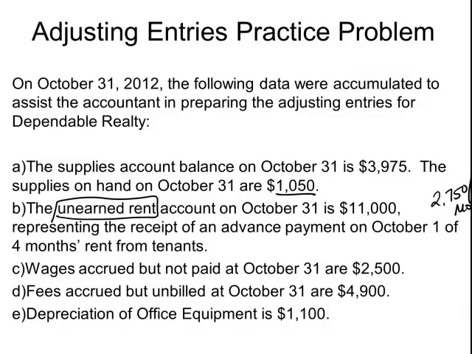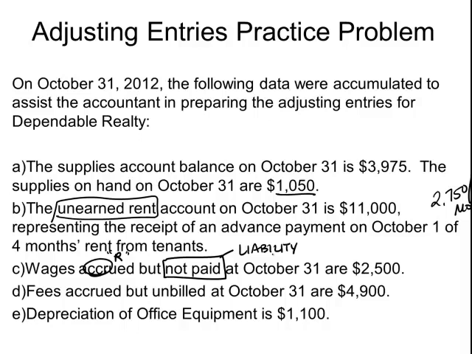All right, letter C, wages accrued but not paid at October 31st are $2,500. Okay, accrued. Remember I had the little rule with the R's? Accrued means earned or incurred. And in this case, we're talking about incurred wages. An expense has been incurred. And what this means is that our employees have worked, but we have not paid them. If we owe something and not paid it, it is called a liability.